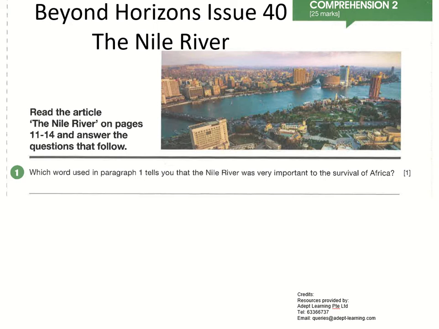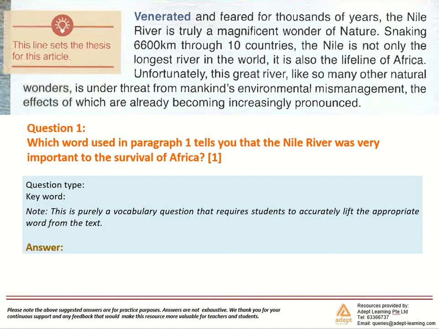Which word used in paragraph 1 tells you that the Nile River was very important to the survival of Africa? So immediately you should go to paragraph 1. Okay. So read through paragraph 1.